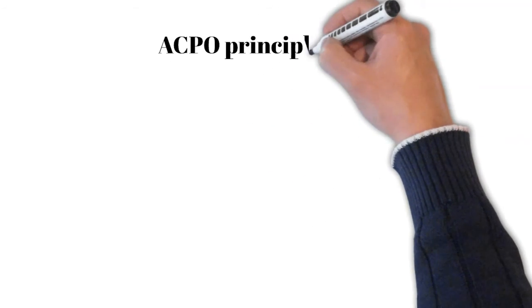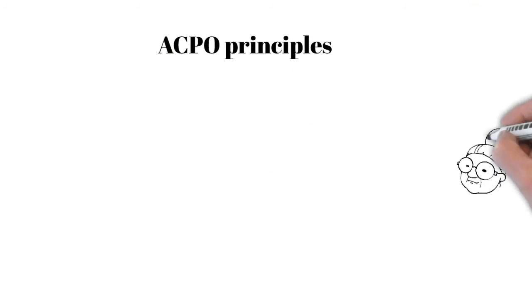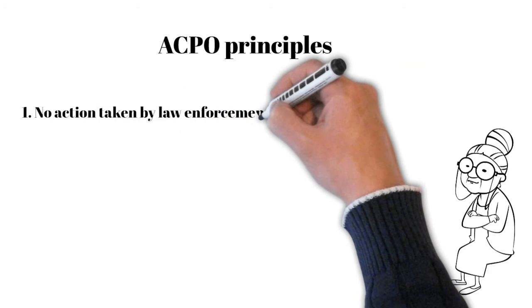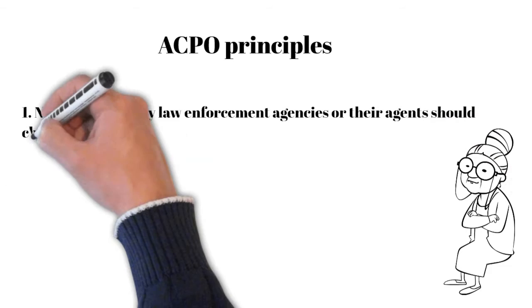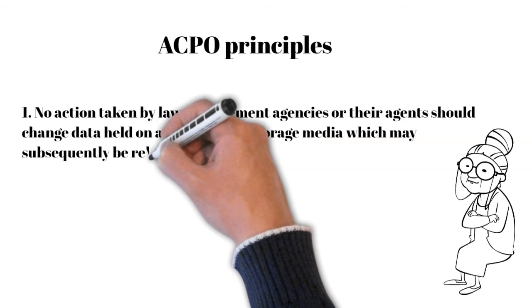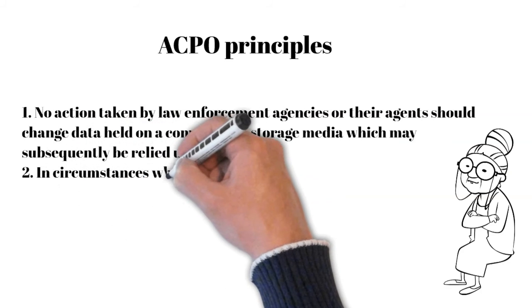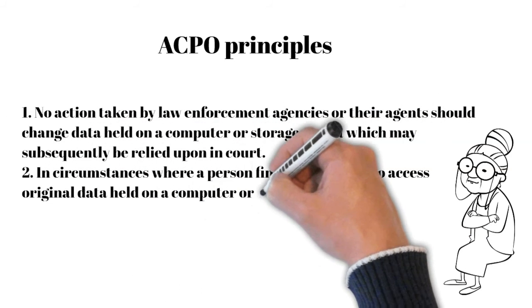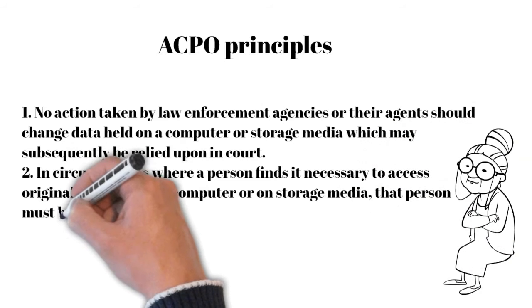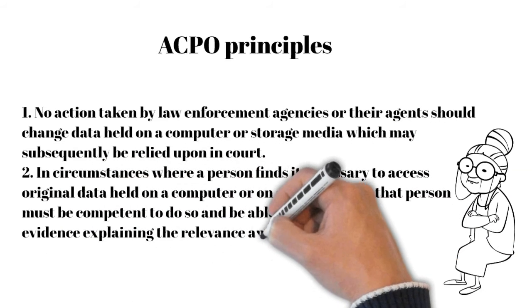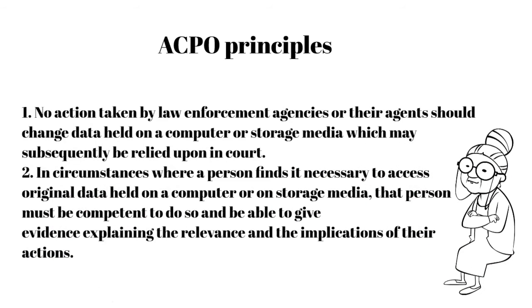There are 4 ACPO principles which suggest guidelines for handling electronic evidence, and it is important that these are strictly adhered to when investigating computers or digital media. The first principle suggests that no law enforcement agency or agent should change data held on a computer or any storage media which could be potentially used in court. The second principle suggests if a person is required to access original data, then they must be competent to do so and give good justification and evidence explaining the relevance and the implications of their actions.